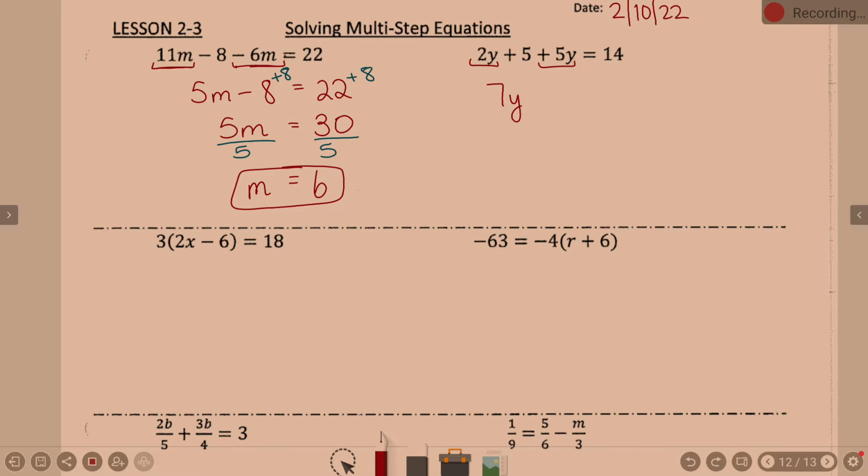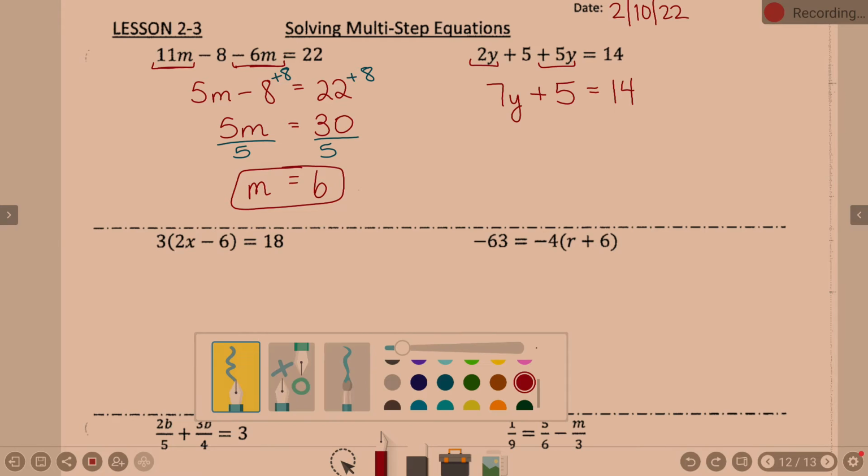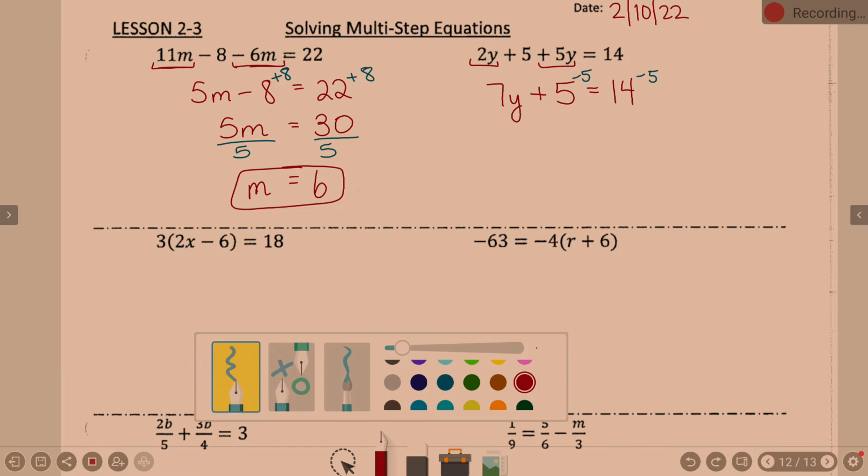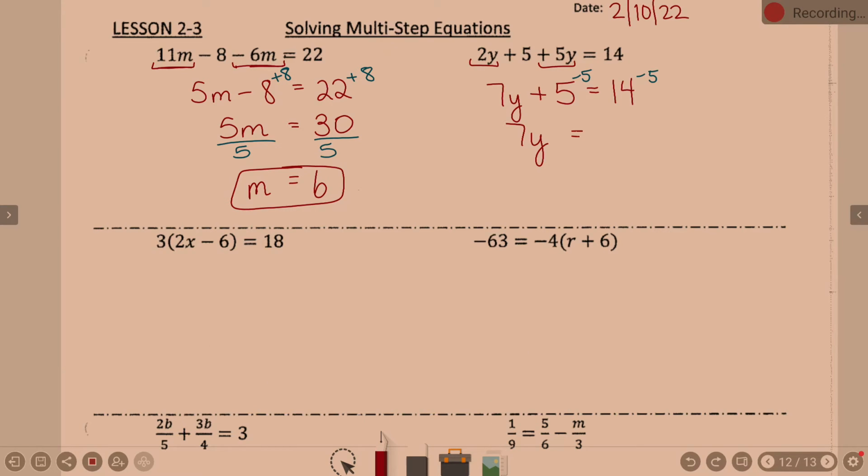Don't forget, what do we still have here? The plus 5. And the equals 14, yes? Now you have to subtract the 5 from both sides, and then you cross out the 5s, and then you do 14 minus 5. So remember, what's the last thing being done to y? If it's 7 times y plus 5, the opposite of adding 5 is to subtract 5. If I subtract 5 on the left, and subtract 5 on the right, I still carry down my 7y. 14 minus 5 is 9.